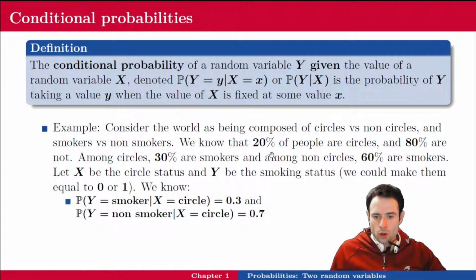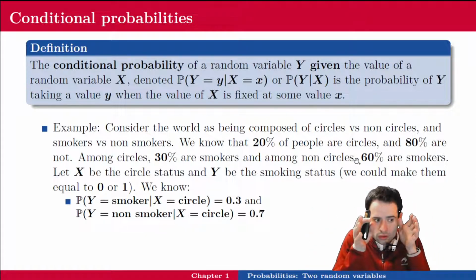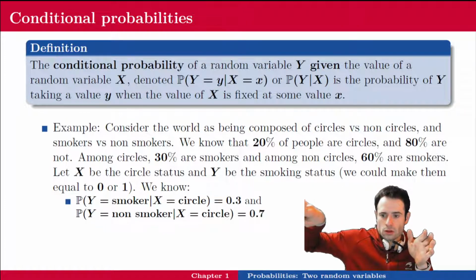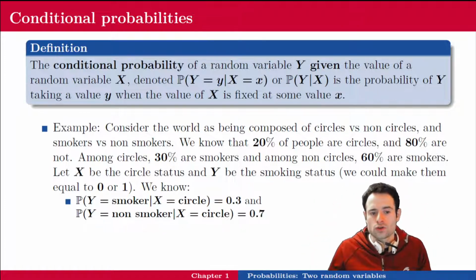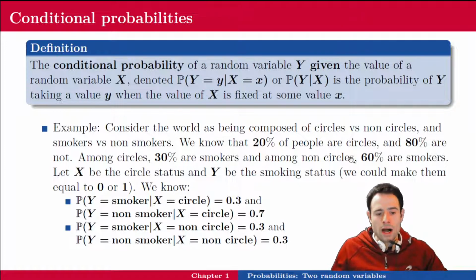Moreover, we also know that among non-circles, so when I look at only non-circles and I ignore circles, 60% will be smokers. So the probability of y equal to smoker when x is a non-circle, so when I am looking at a non-circle, will be, oops, it shouldn't be 30% here, my bad. It should be 60% here, and here it should be 40%. My bad, I will correct this later.